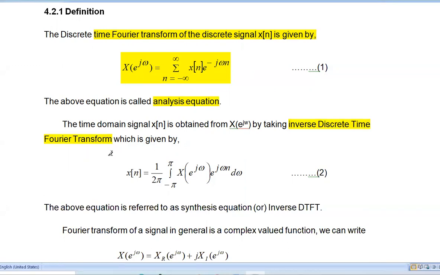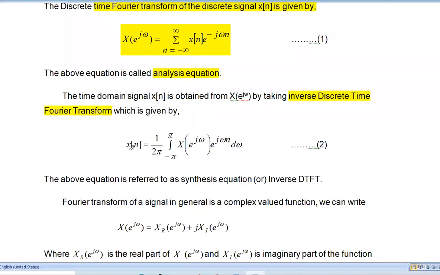The formula for the inverse discrete time Fourier transform, in that we are calculating the time domain signal x of n. So x of n is equal to 1 divided by 2 pi, integration over minus pi to pi, capital X of e power j omega into e power j omega n d omega. This is the formula to find the inverse discrete time Fourier transform. Inverse means converting the frequency domain x of e power j omega to time domain signal.